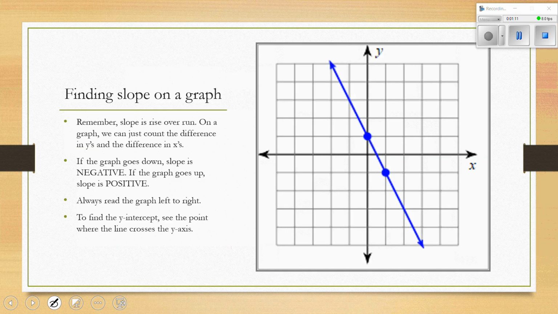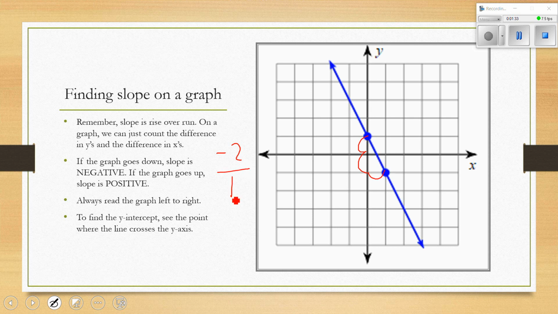To find slope on a graph, slope is rise over run. So you can just count on these. You can count the change in y over the change in x. So if you start at the 1 point, we're going to read the graph left to right. We go down 1, 2. That is our rise. We went negative 2, and we go over 1.